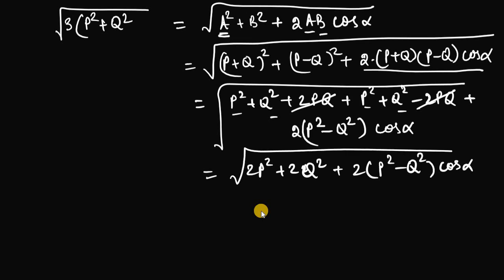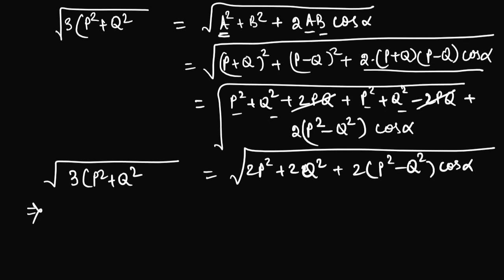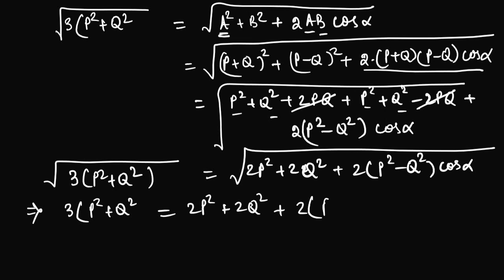This is it with the square root. Now I will write the square root here also in the LHS part. Okay. Now what I can do, I can get rid of this square root in both the sides, LHS and RHS. So it would be 3P square plus Q square equals to 2P square plus 2Q square plus 2 whole into P square minus Q square. I didn't open it up because of the cos alpha fact.